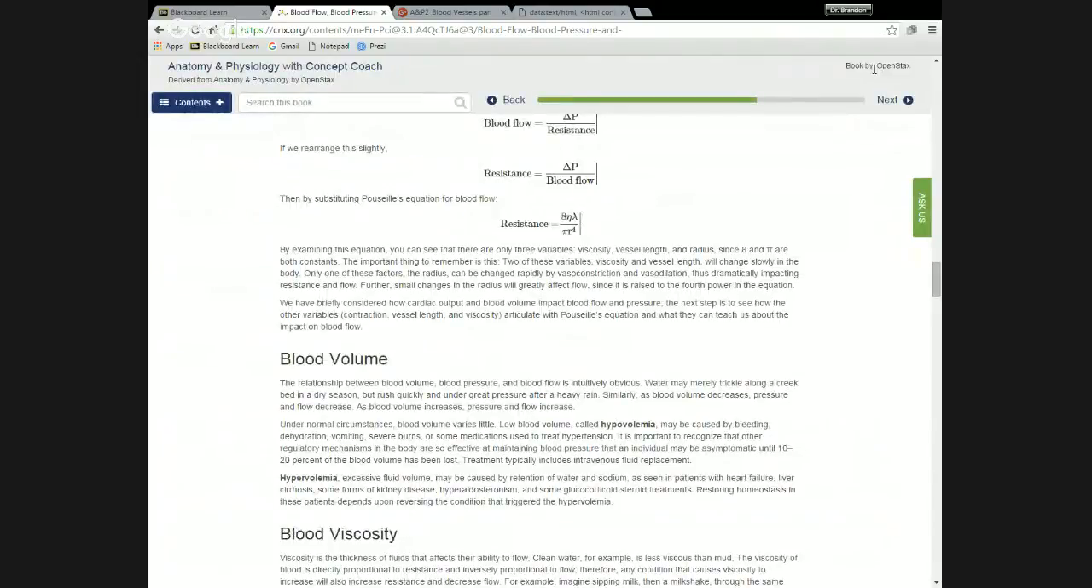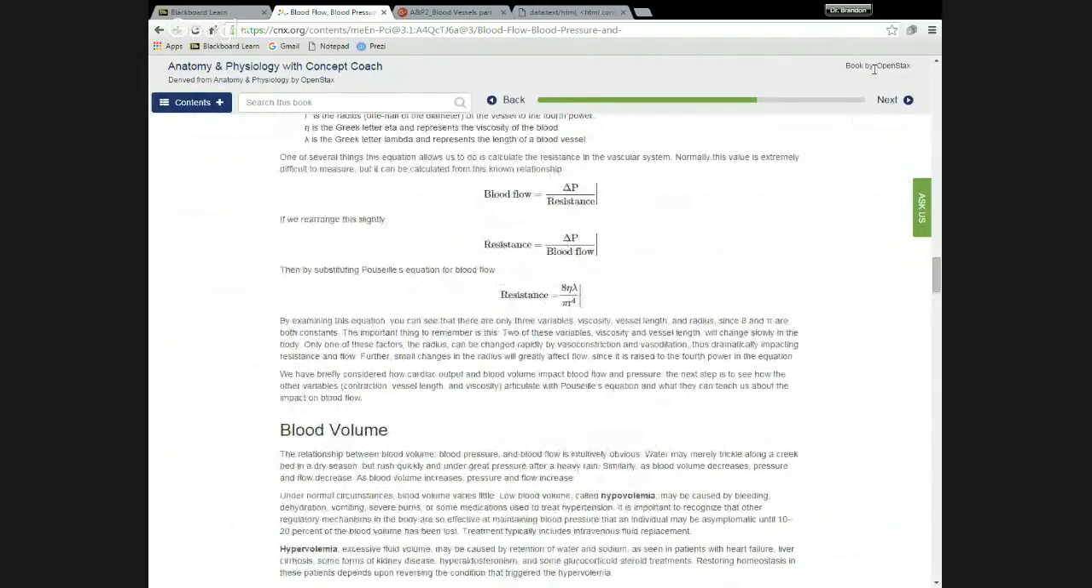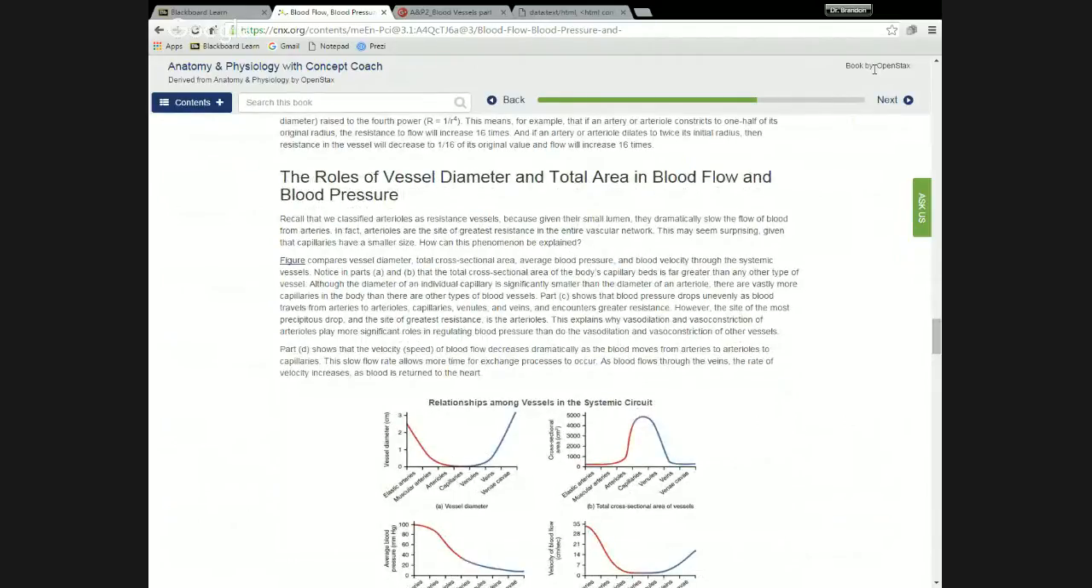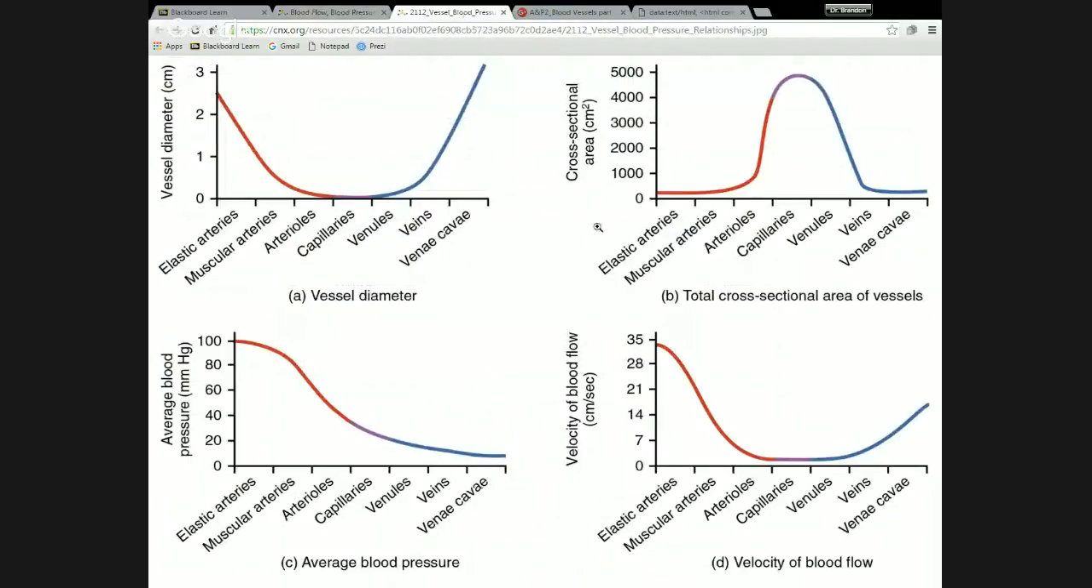All right, let's get back down here. So after all of the mathematical formula talking about this, it defines a number of these things. Blood volume, I think, just went off the screen. Blood viscosity, length and diameter of blood vessels. And then this sort of leads into a figure that ties a lot of these ideas together. And I hope this illustrates a lot of the concepts that I want you to get out of this. Again, before I go into talking about these individual curves, they have elastic arteries, muscular arteries, arterioles, capillaries, venules, veins, and then for whatever reason, the vena cava, which is a vein unto itself there at the end.